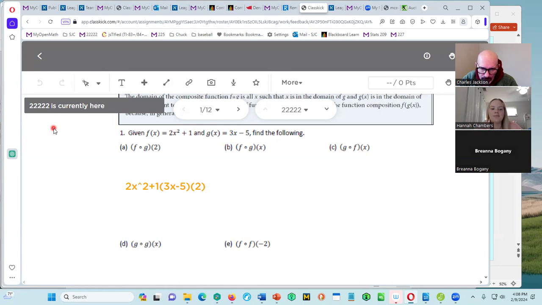Could you help make sure I'm setting up that equation right? I've been kind of struggling with making sure that I was setting these up right to solve.